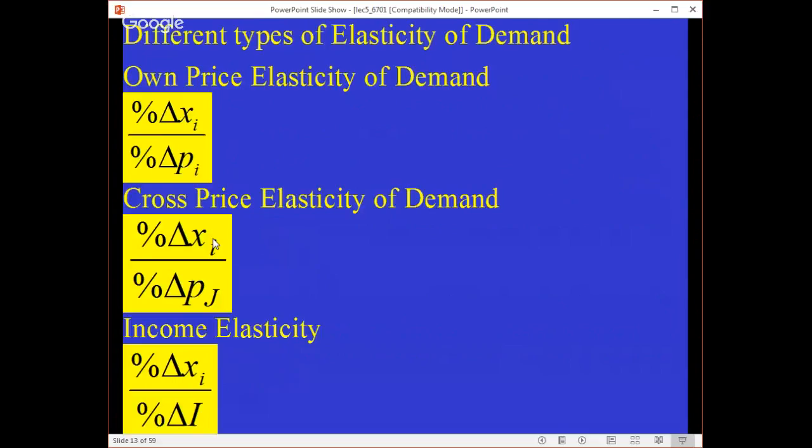So for substitutes, this would be positive. For complements, it would be negative. If you guys remember what a substitute and a complement is. And finally, income elasticity: the percentage change in the quantity demanded of X divided by the percentage change in income. So if income increases, if it's a normal good, income elasticity will be positive. If it's an inferior good, it would be negative.